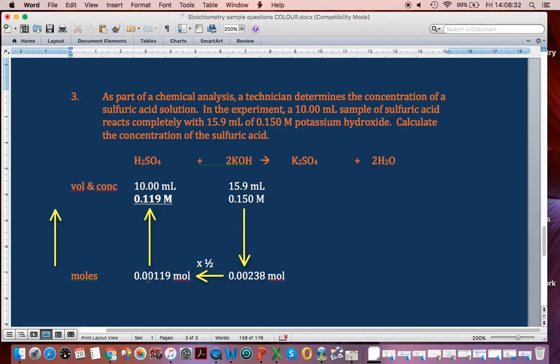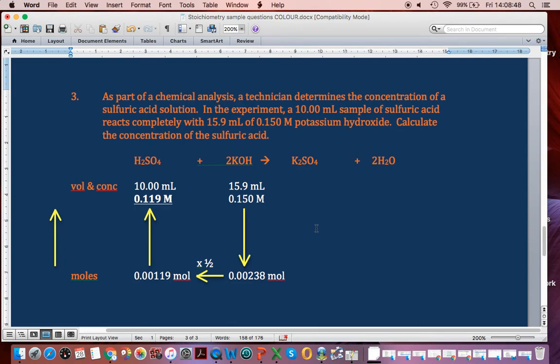So if I take 0.00119 moles and I divide by 0.010000 liters, then I get my 0.119 big M. This arrow is just there for no apparent reason.